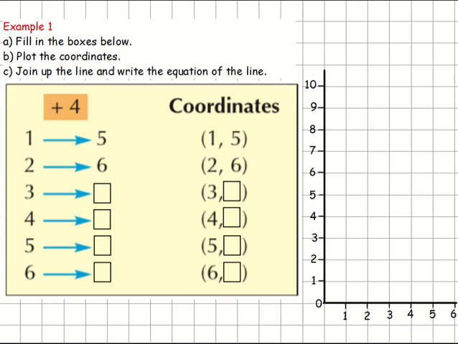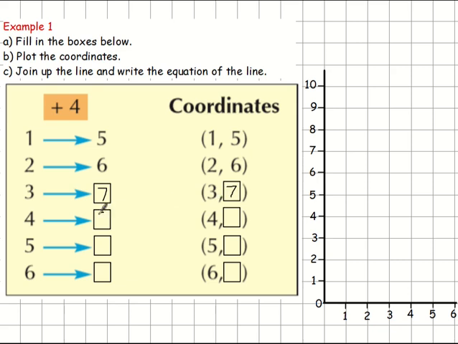It says, fill in the boxes below, plot the coordinates, and join up the line and write the equation of the line. So we've got here a 1 and we've got an arrow going to a 5, and you can see above here it says +4. Okay, so we've done 1 + 4 and we've got 5. Fine. That gives us the coordinate 1, 5. And 2, 6, because 2 + 4 gives me 6, gives me the coordinate 2, 6. So if I do 3 + 4, I get 7. And therefore I got my coordinate 3, 7.